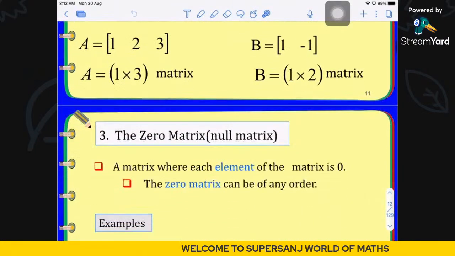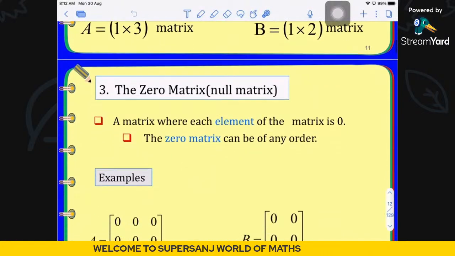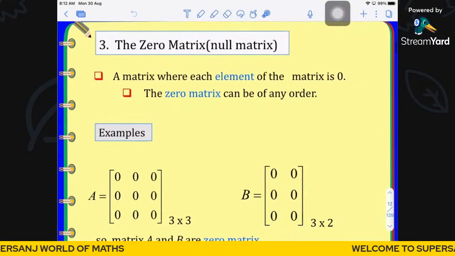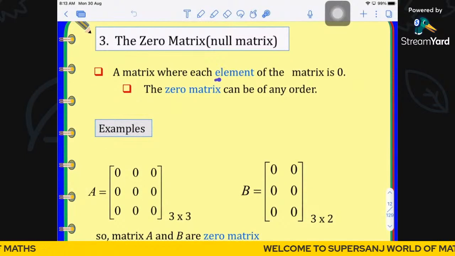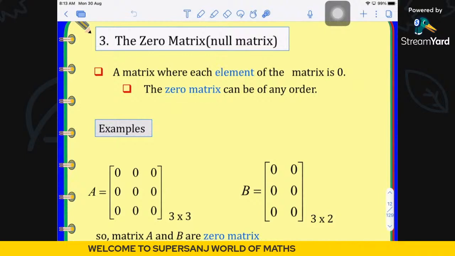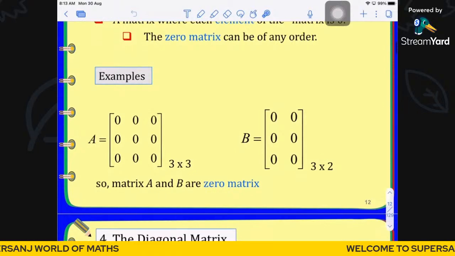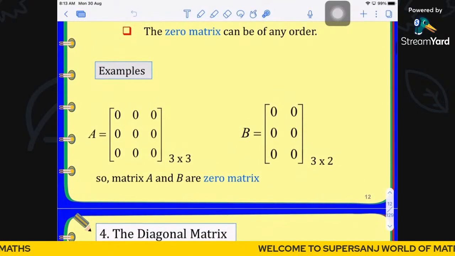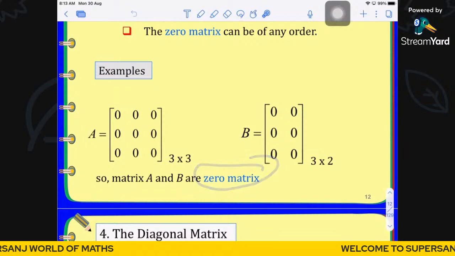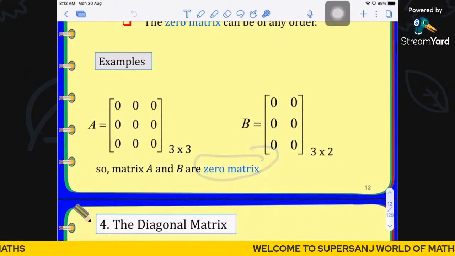Now we have the next one, which we call the zero matrix. Zero matrix means that all the elements in the matrix are zero. So the zero matrix can be any order: 3 by 3, 3 by 2, 1 by 1, 1 by 2. It depends on the question they give you. But the zero matrix is basically not that useful, because anything you multiply or add, it doesn't have any effect. So A and B here are zero matrices with all the elements 0.